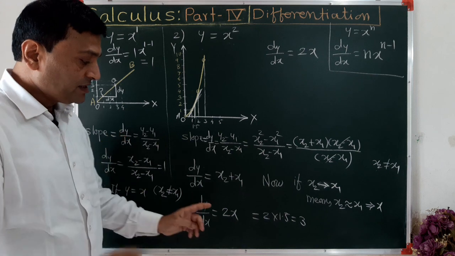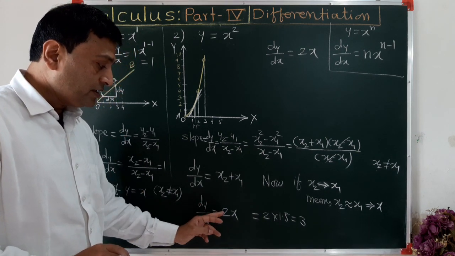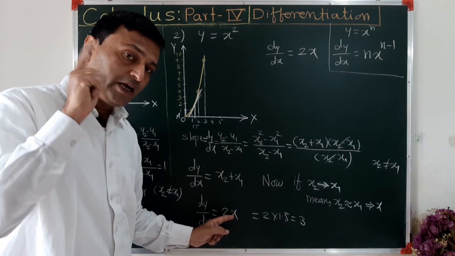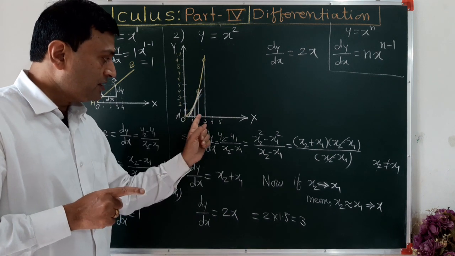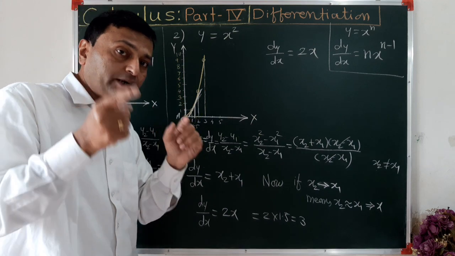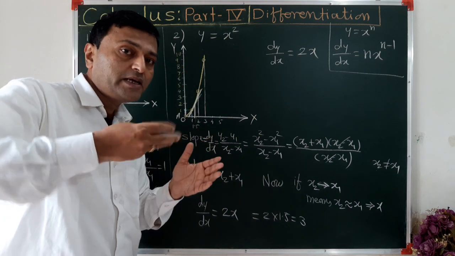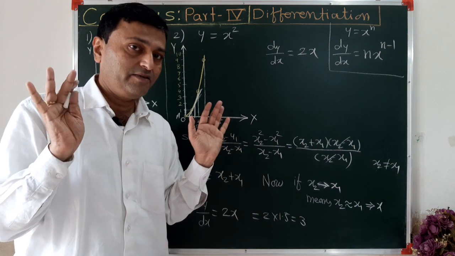Okay. Means every time you have to remember this: y is changing double of the value of x where you want the tangent, where you want the slope. At which point you want the slope? This point you want slope, this point you want slope. At every point of the graph, the slope is changing, means the rate of increasing is changing. That is the physical significance.